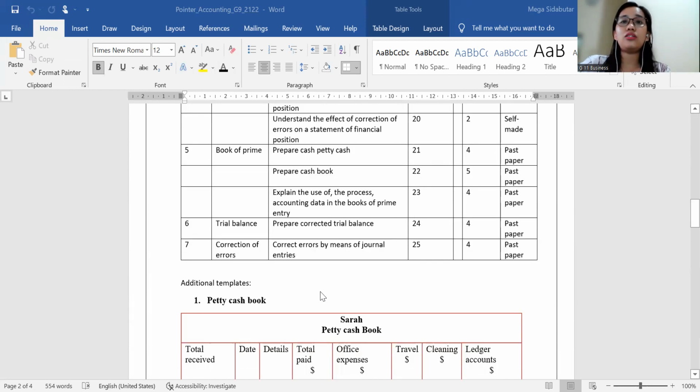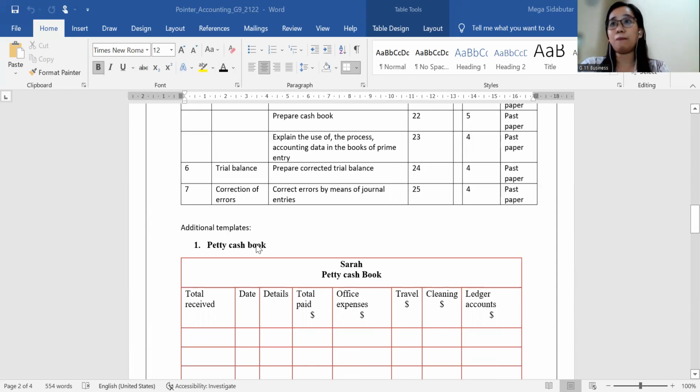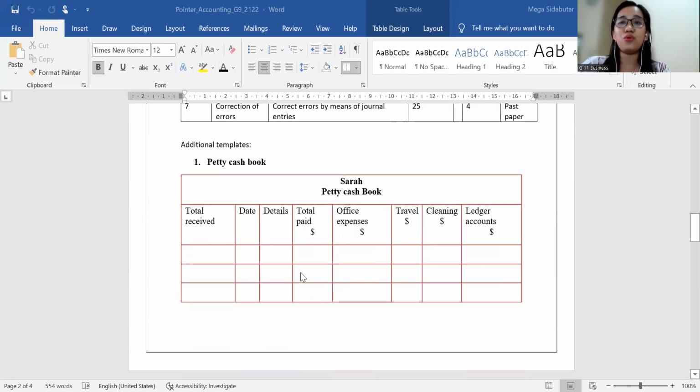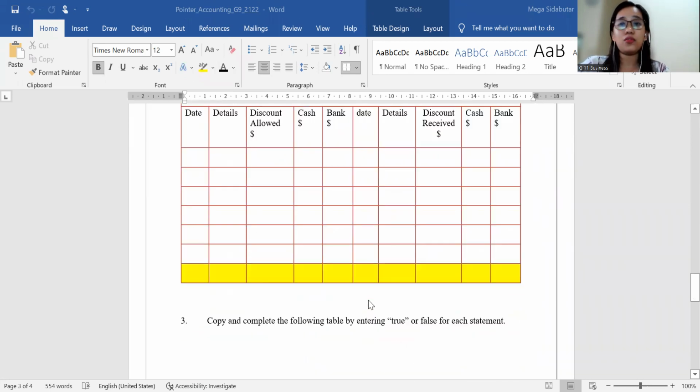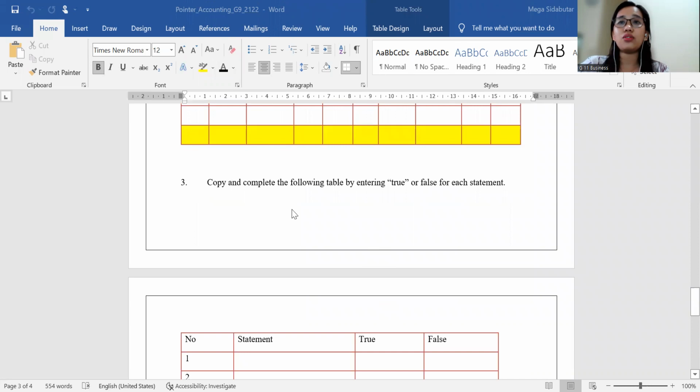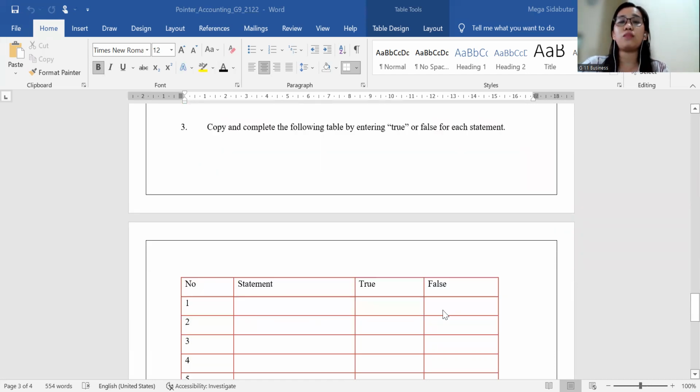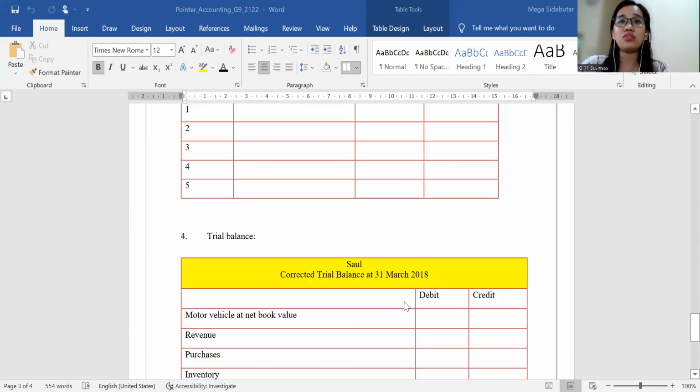I also provide you with an additional template. It means I already give you the template for the petty cash. All you need to do is fill in the table that is already prepared from the question and also the textbook. We also have a template for question number 3. It is mostly for true and false questions. I will give you some statements, and all you need to do is make a tick whether it is true or false.